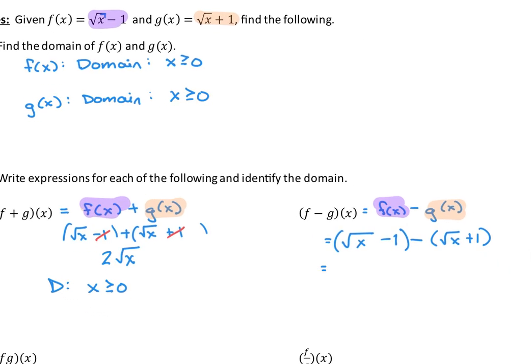All right, we do want to distribute our negative. We do have to remember that when we are subtracting. And if we distribute the negative, we get the square root of x minus 1 minus the square root of x minus 1. And what we get here is that our square roots of x cancel, and we are left with negative 2.